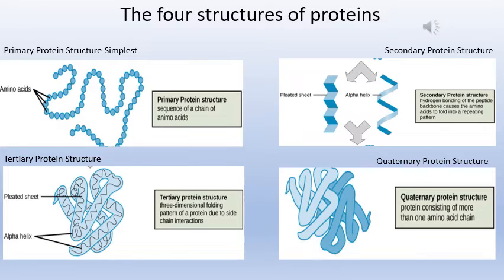Next, we have the secondary structure. This is when the polypeptide chains begin to fold. The 2 most common folding patterns that we can see are the alpha helix and the beta pleated sheet. The type of the folding that occurs is dependent on the sequence of amino acids. Hydrogen bonds are key to this folding process.